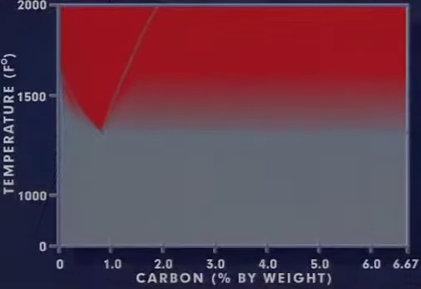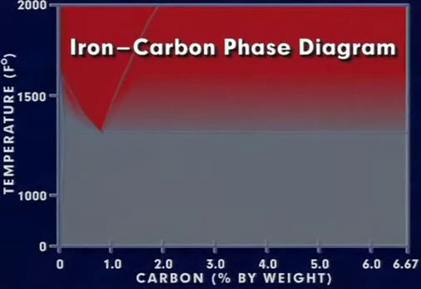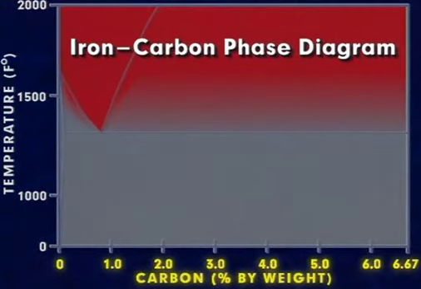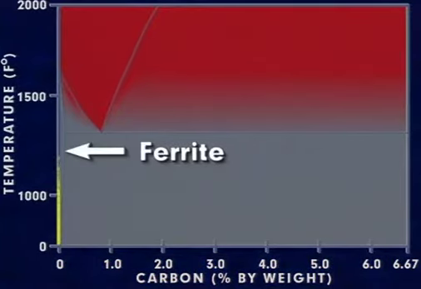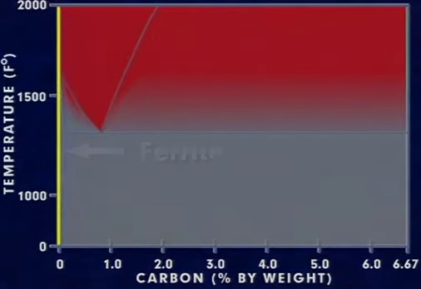This diagram is the iron-carbon phase diagram. Let's examine how temperature and carbon content combine to provide a variety of metallurgical structures. The left-hand side of this diagram is ferrite. Ferrite is iron containing an extremely minute amount of carbon.